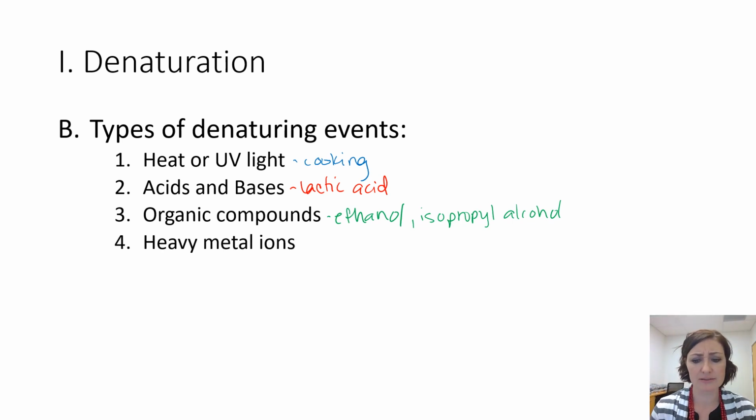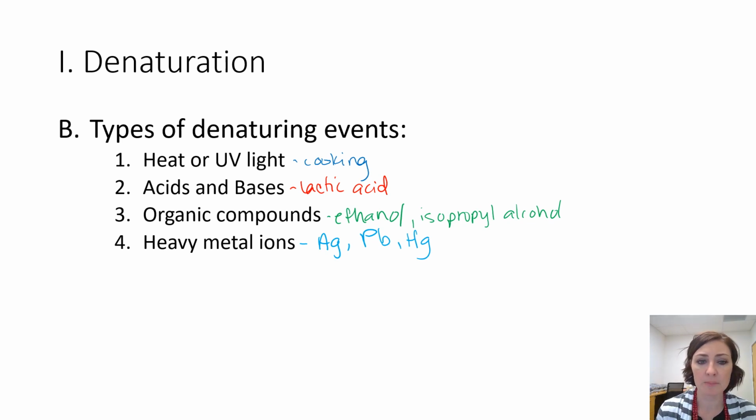Heavy metal ions are going to come up in lab for you guys: silver, lead, mercury. When these are in the presence of proteins, they're going to interact with sulfurs in your R groups as well as carboxylic acids. And this is going to disrupt your tertiary and quaternary folding. So you definitely don't want to ingest any of these, because they're going to denature your proteins permanently.